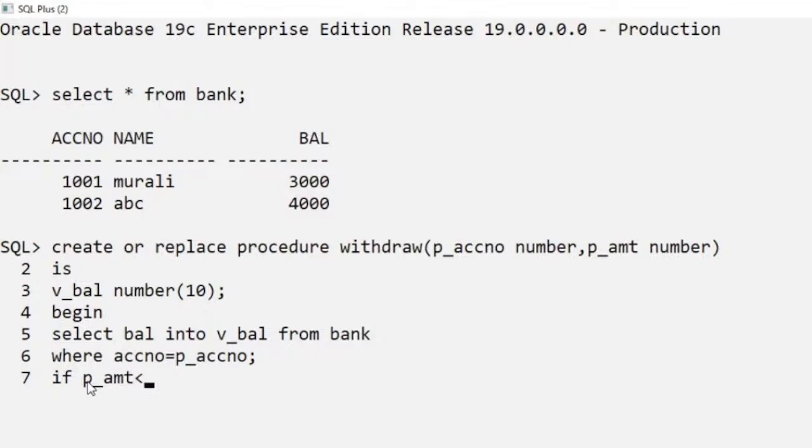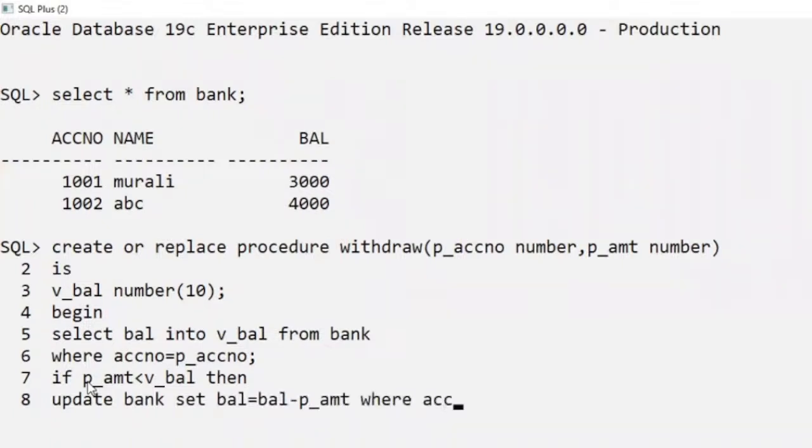Logically observe here, not the coding. If the amount is less than the available balance, then I want to affect that in the database: update table name, set balance equal to balance minus p_amount. Some coding is there. Here I am writing a message, same like in Java. Some messages I try to display.